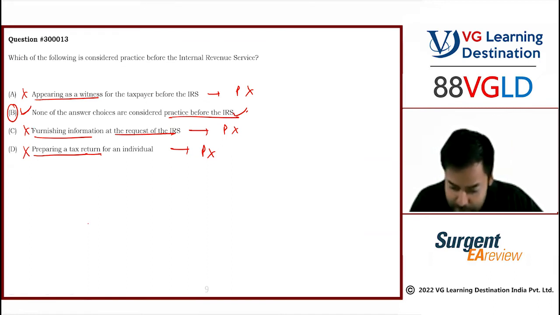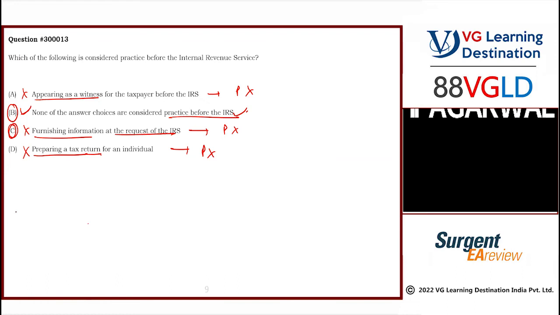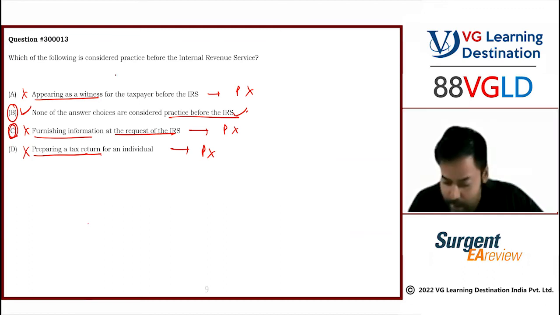With furnishing the information, the C point, right? Is that what you're saying? Furnishing information, and the D point, preparing a tax return, is also preparing the necessary filing documents. It is similar, I suppose. Right, but here they are just looking into the isolation.